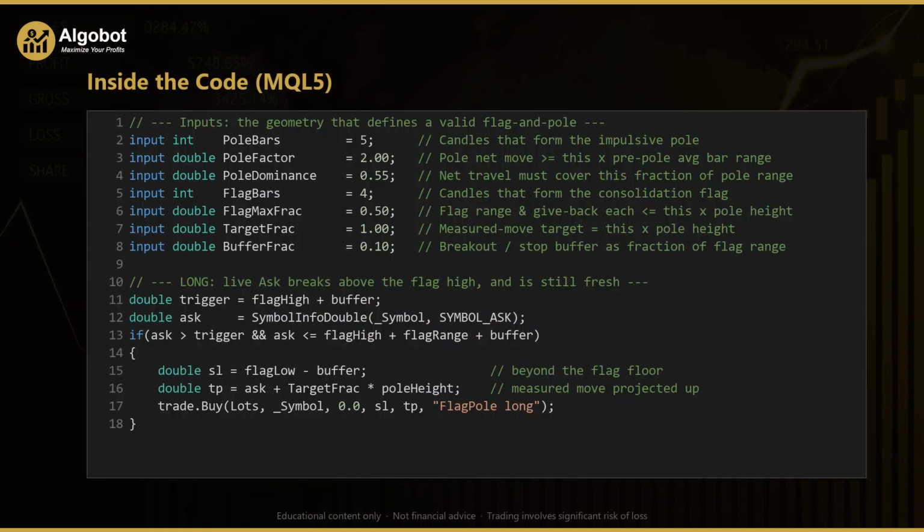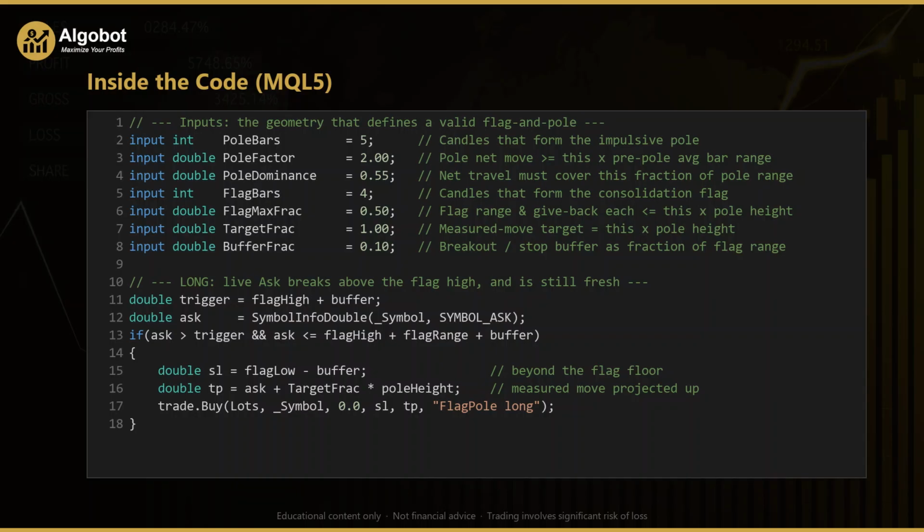Let's read the actual MetaQuotes language code on screen, the same code the Expert Advisor runs. At the top are the input parameters. PoleBars sets how many candles make up the impulse, 5 by default. PoleFactor controls how strong that impulse must be relative to the quiet baseline, set to 2, meaning the net move must be at least twice an average bar. PoleDominance, at 0.55, demands that the net travel dominate the pole's own range, screening out chop.